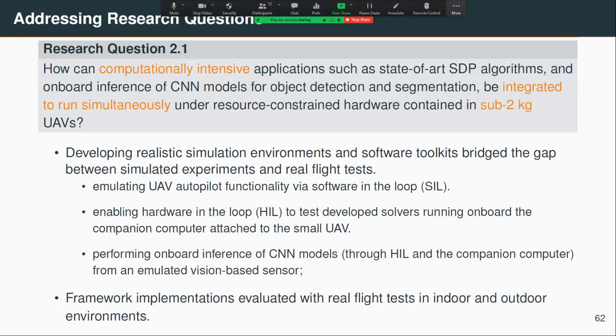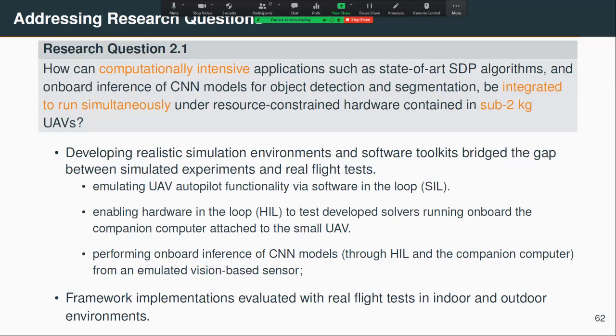For the second question, that talks about the design considerations of my framework, I found that developing a realistic simulation environment and the software toolkits help bridge the gap between simulated experiments and real flight tests. That's because it was possible to emulate the functionality of the UAV autopilot using software in the loop. And also because of enabling hardware in the loop to test the developed POMDP solvers running on board the physical computer for real flight tests.